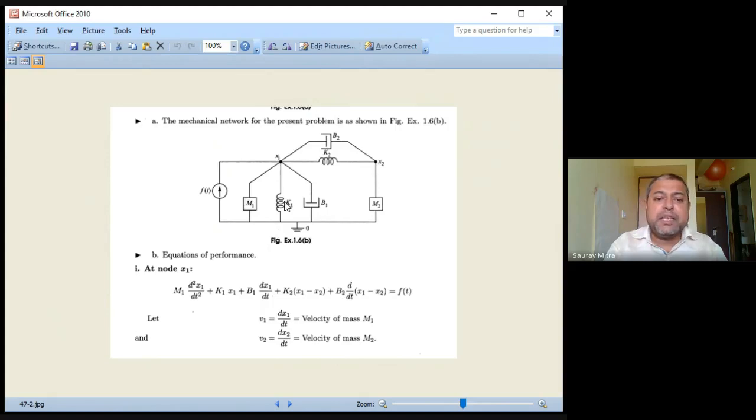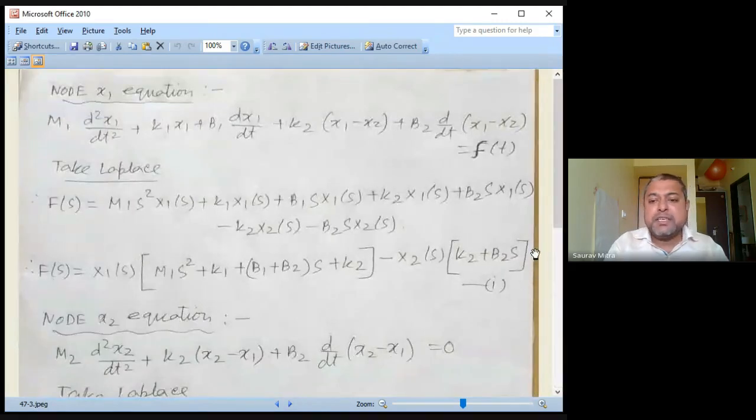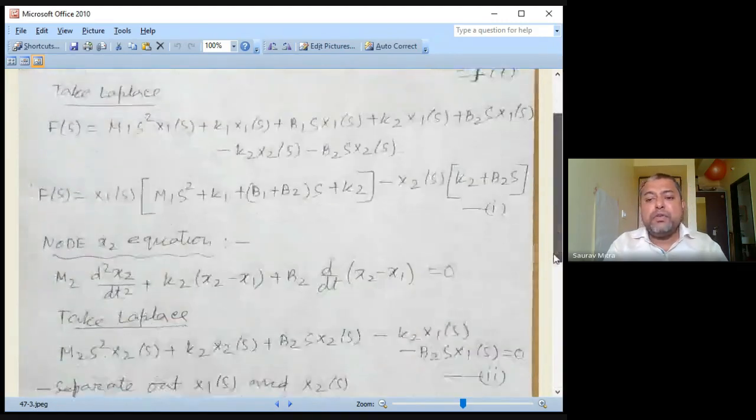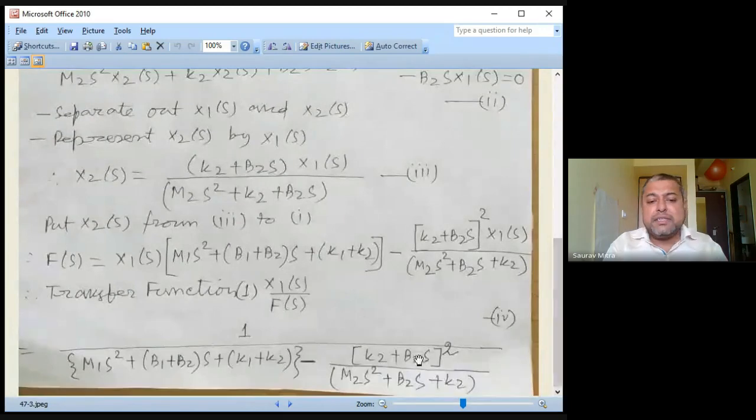You will find that there are 4 energy storing elements. So what are the energy storing elements? M1, k1, M2, k2. As there are 4 energy storing elements here, there will also be 4 energy storing elements in the system. So the transfer function denominator will have s raised to 4, because if you multiply this m2 s square and this m1 s square, it becomes m1 m2 s raised to 4.